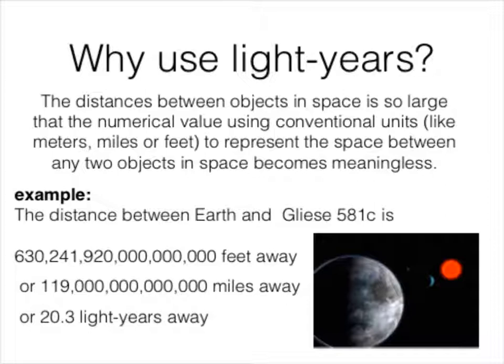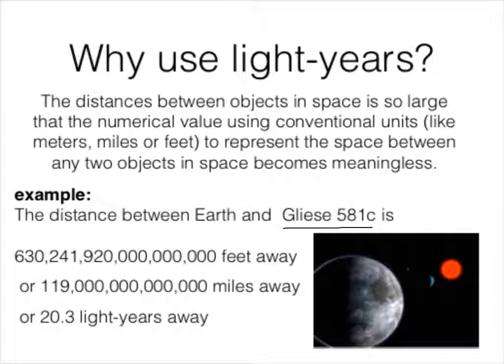For example, a few years back, scientists discovered an Earth-like planet in another solar system. Its name is Gliese 581c, and Gliese 581c is 630 quadrillion, 241 trillion, 920 billion feet away. Yep, that's a faraway distance. I can't tell you how long it would take us to get there traveling at our fastest speed unless I did some calculations. All I know is it's a really long distance.